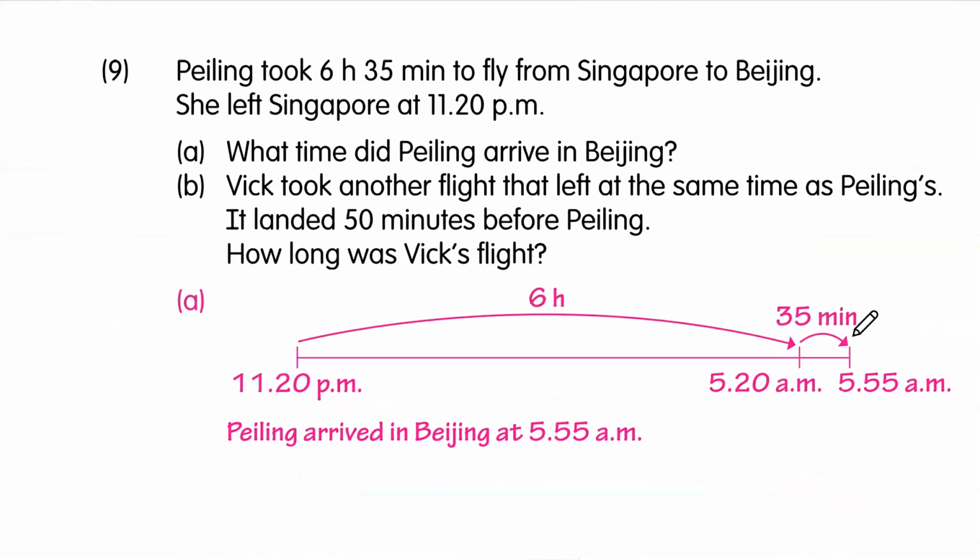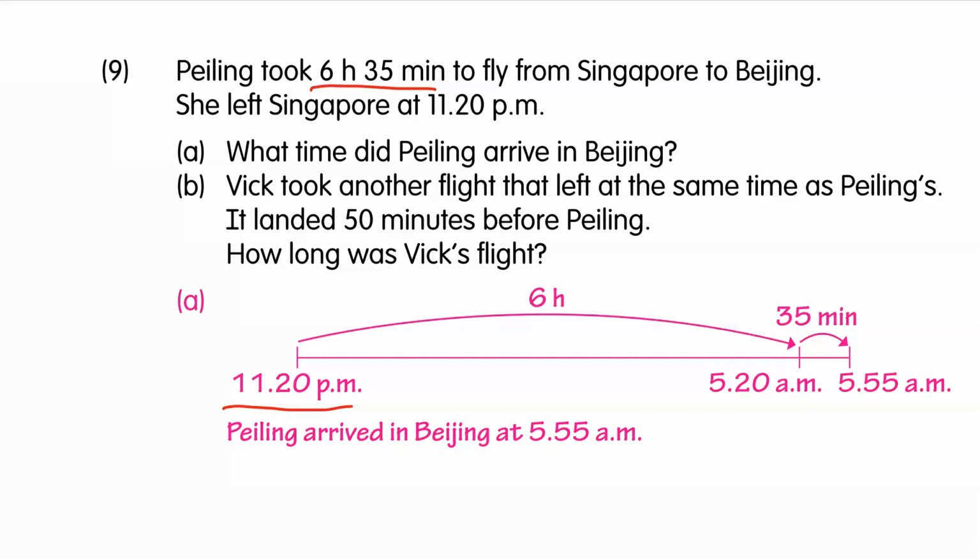Next, Pei Ling took 6 hours and 35 minutes to fly from Singapore to Beijing. She left Singapore at 11:20 p.m., the night, 11:20 p.m. here. What time did Pei Ling arrive in Beijing?